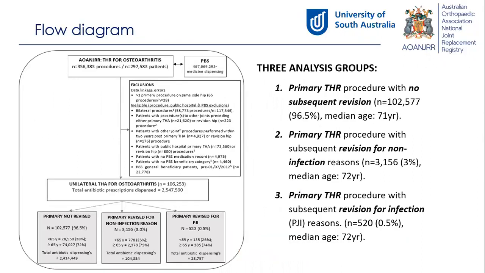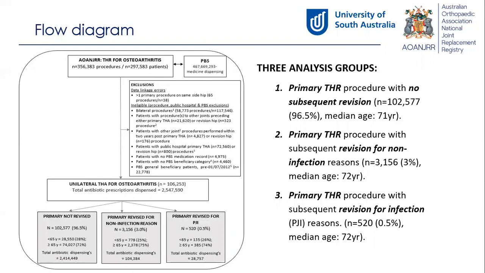On the left-hand side, you'll see a data flow diagram, and you see that we have used quite large exclusion criteria. This was done to reduce the likelihood of overestimating the dispensing rates because we are using this PBS administrative data set, which has some limitations. After following this exclusion criteria, we ended up reaching three main groups.